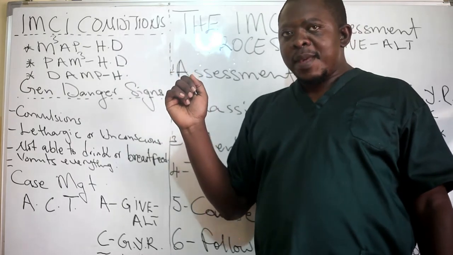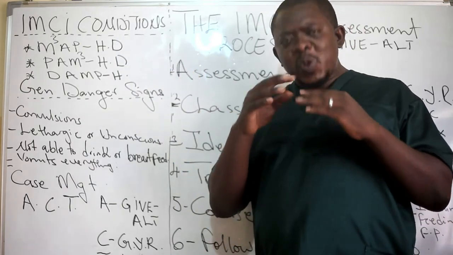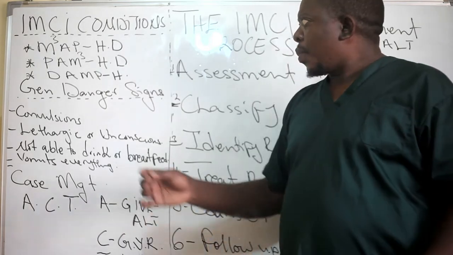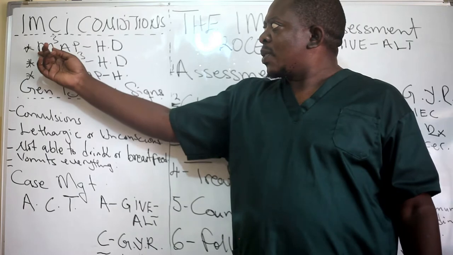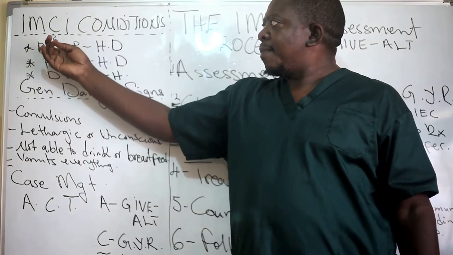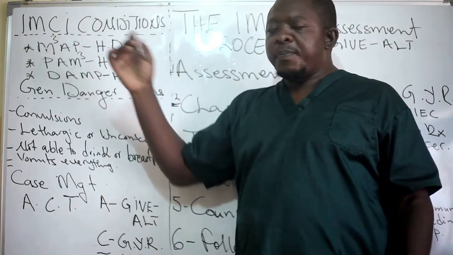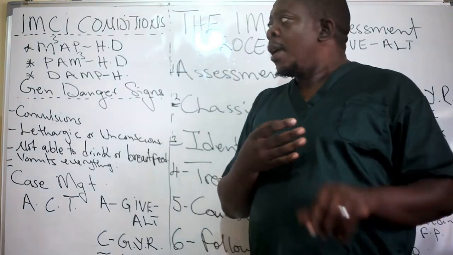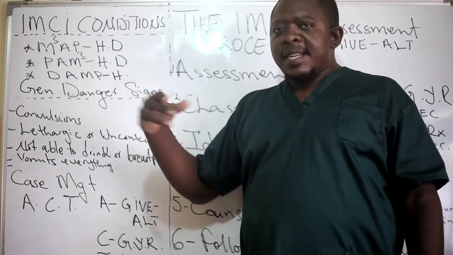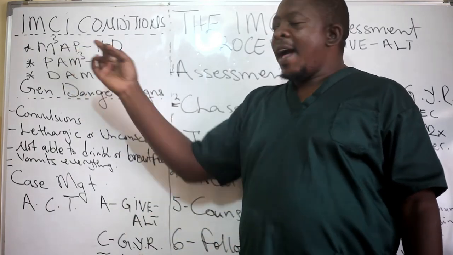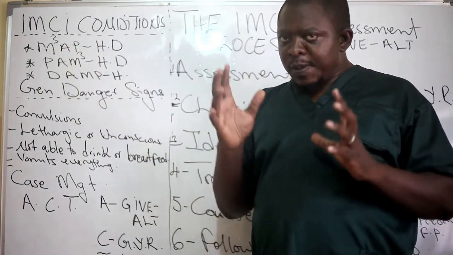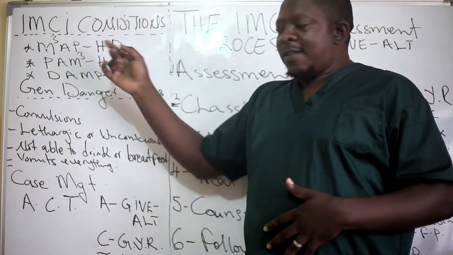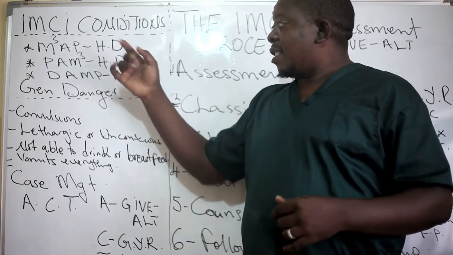What do I mean? What are some of the common conditions that are managed under IMCI within the sub-Saharan region? We are talking of measles, malnutrition, and malaria. So M represents three diseases: measles, malaria, and malnutrition. Then A is for anemia, P is for acute respiratory infection, and the commonest is pneumonia. H is for HIV, and D is for diarrhea.